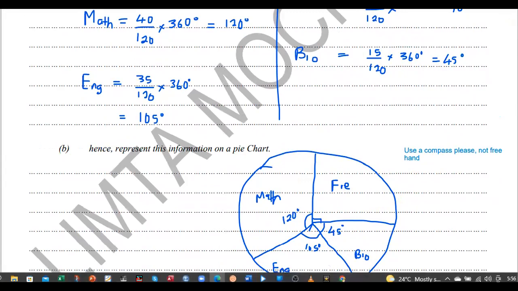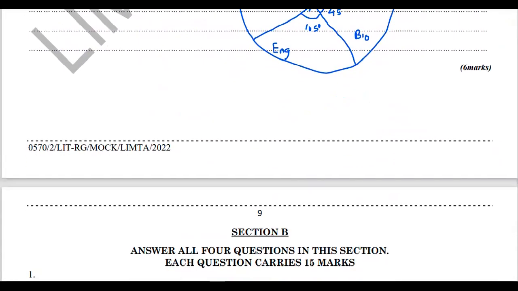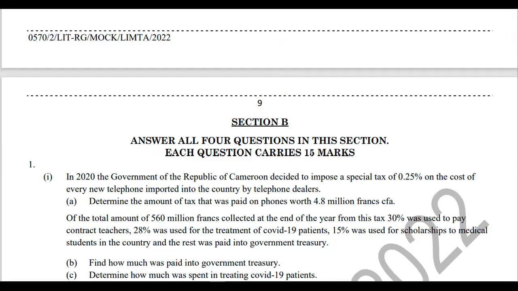So this is the end of section A. Please just move to the next page and we continue with section B.